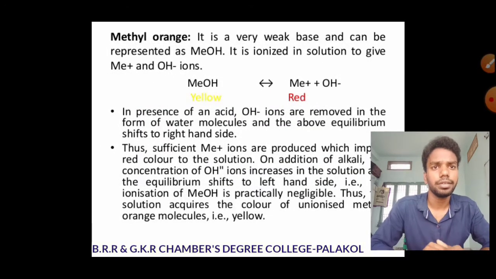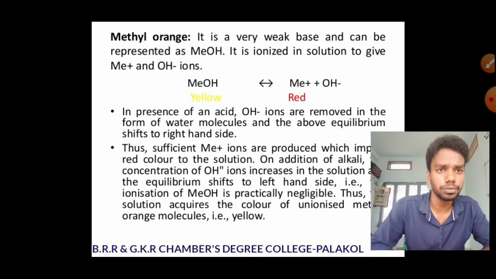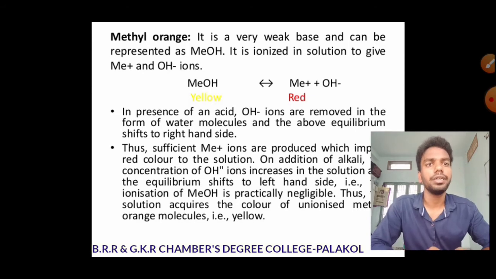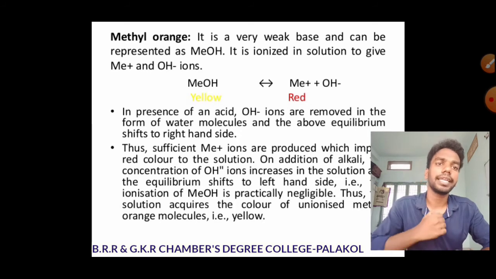And the second thing is methyl orange. The second example is methyl orange. This is a weak basic indicator. It is a very weak base and can be represented as MeOH. It ionizes in the solution to give Me+ and OH-. So methyl orange, in unionized form, is yellow in color. In ionized form, it is red in color.